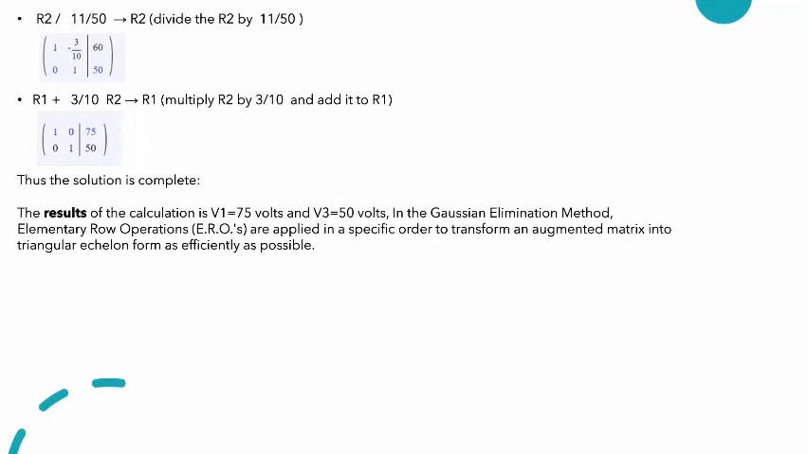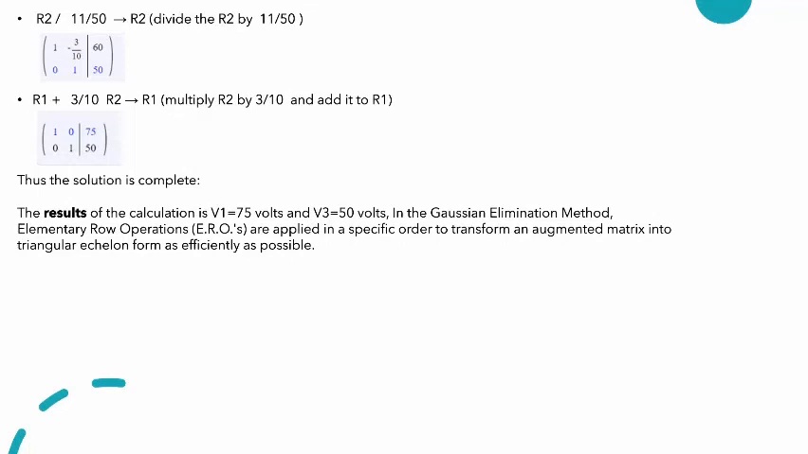After that, we repeat step 1 again, step 2 again. R2, divide R2 by 11 over 50. Then we get 0, 1, 50. And repeat step 3 again, which is multiply R2 by 3 over 10 and then add it to row 1. So the final answer will be 1, 0, 75 and 0, 1, 50. Thus, the solution is complete. The result of the calculation is V1 equals 75 volts and V3 equals 50 volts.